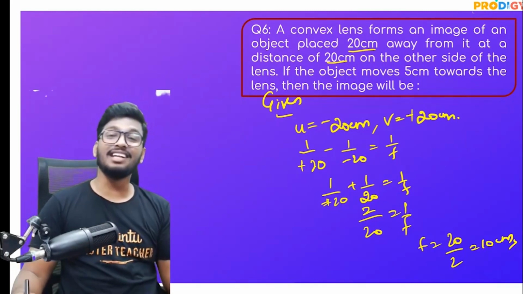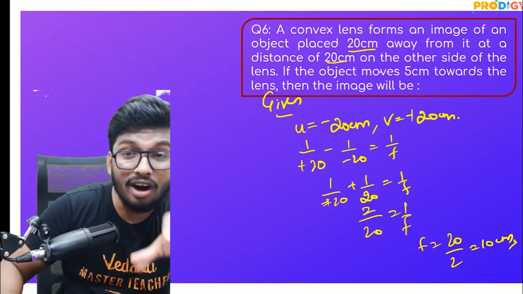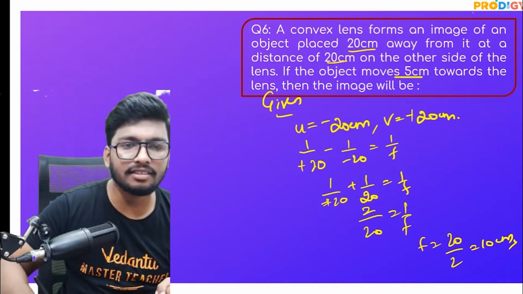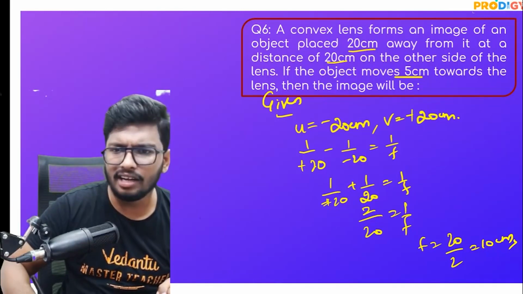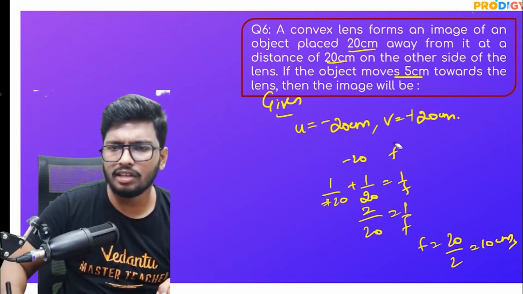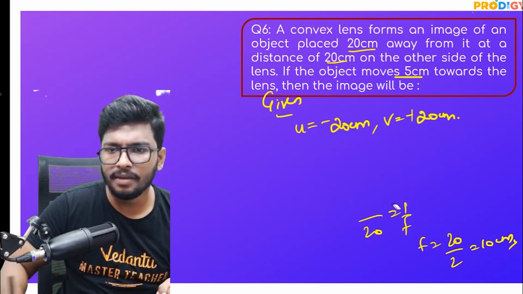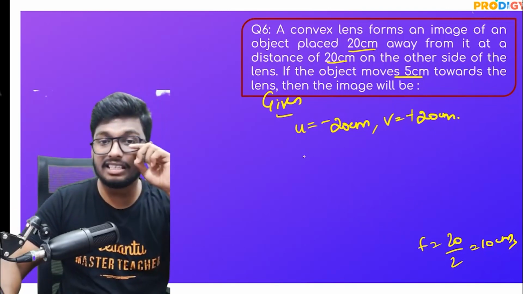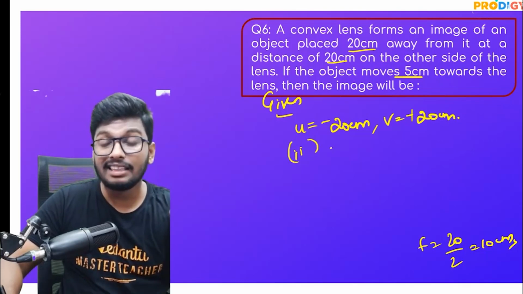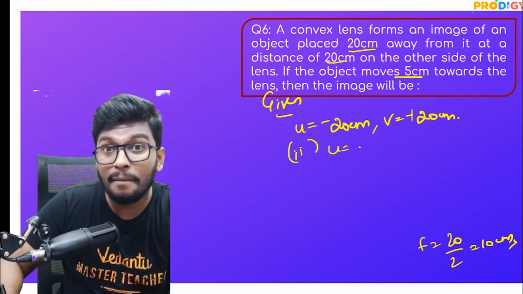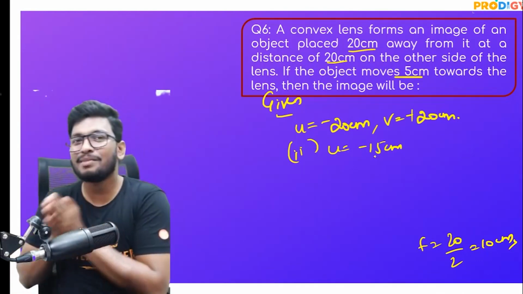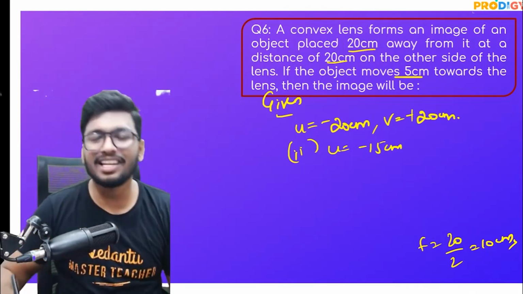Now that you know the focal length, the question is, what if you move the object 5 centimeter towards the lens? I'm going to erase this part out so that I can do the rest of the calculations over here. I am going to write everything for the second part of the question. The object distance is minus 15 centimeters now. Why? Because you're moving it 5 centimeter closer to the lens, so it's going to be minus 15 centimeter.